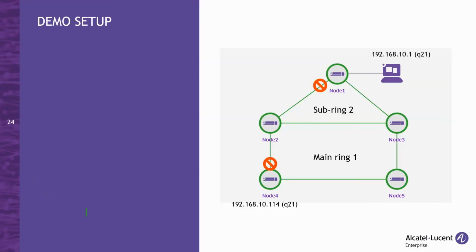In our lab, we will have 5 nodes. 4 nodes will be connected together in the main ring number 1, with node number 4 being a RPL node and blocking on the port towards node 2. There will be another node, node number 1. It will be connected to the main ring as a subring. And node number 1 will also be RPL node for the subring number 2. Also, there will be a station that is directly connected to node number 1.